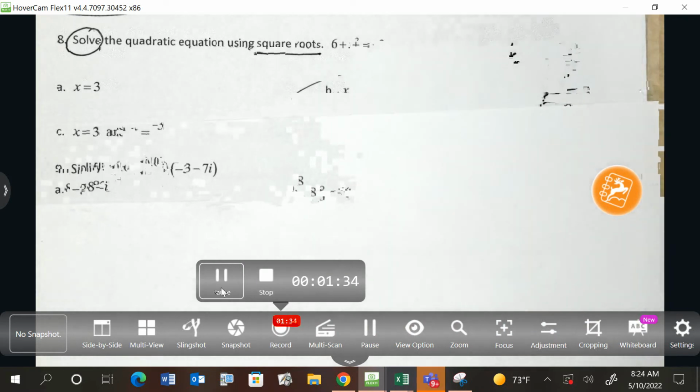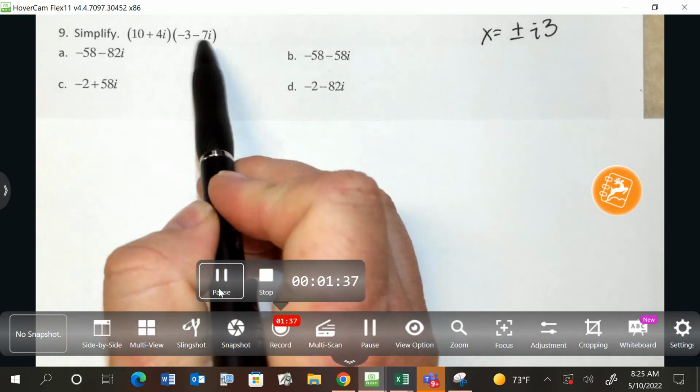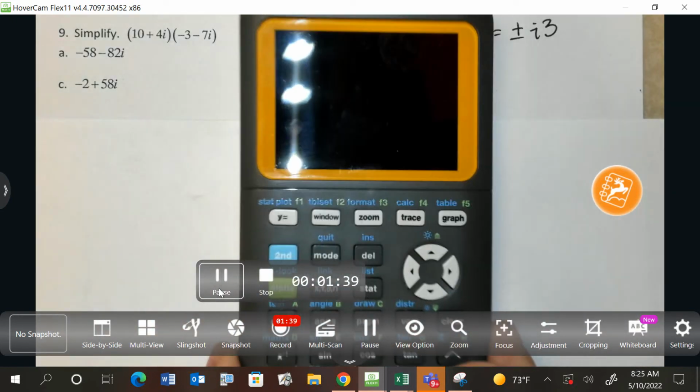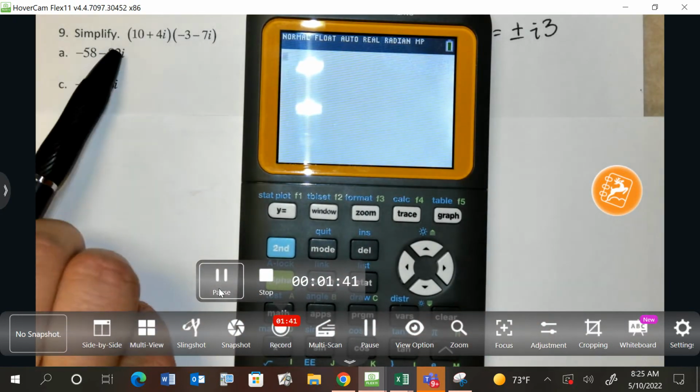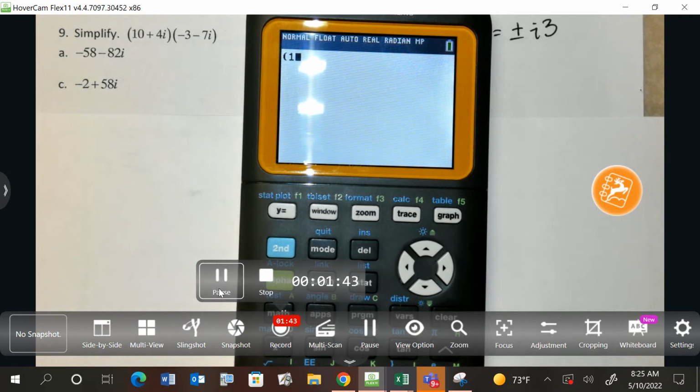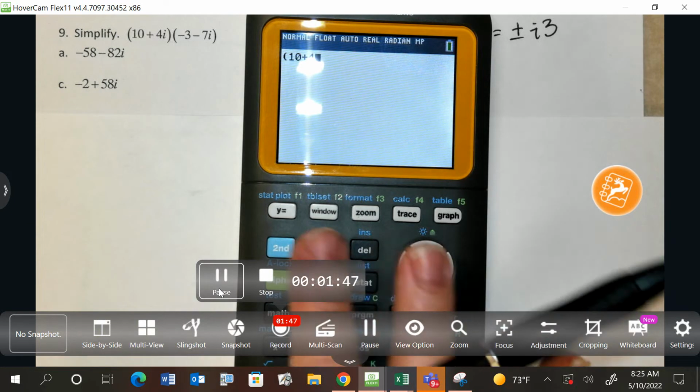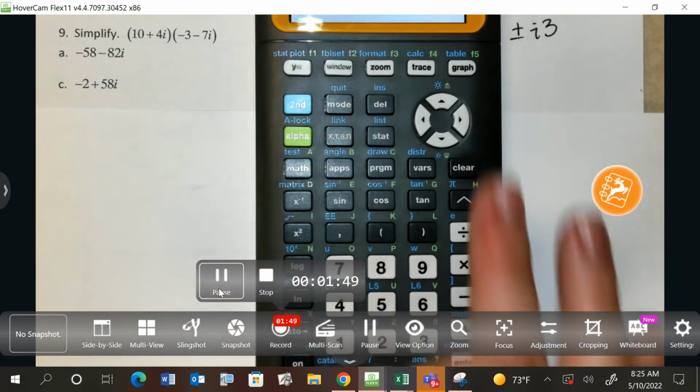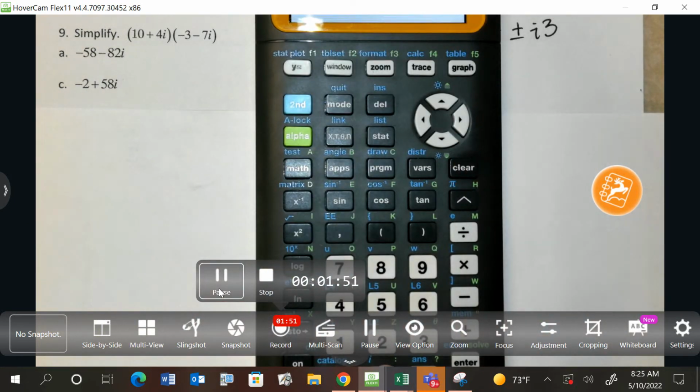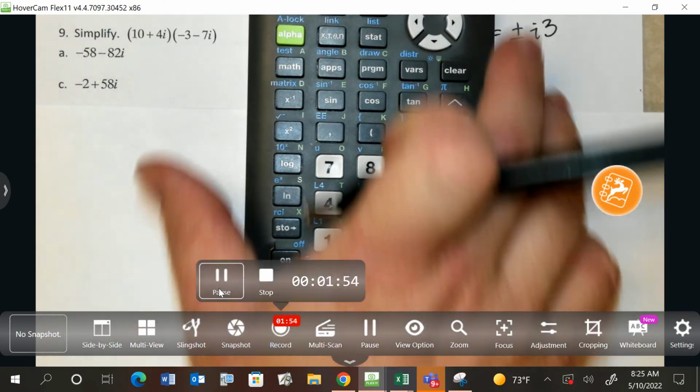Okay, so what are we going to do right now? We are going to simplify this, and I'm literally going to plug it in exactly like I see it. So I'm going to start with a parenthesis, and I'm typing in 10 plus 4. Now I need to grab that I. So how do you get the I? You hit the blue key. That's right. And then the decimal point. That's exactly it. So the decimal is right below the 2 if you're wondering where that is.